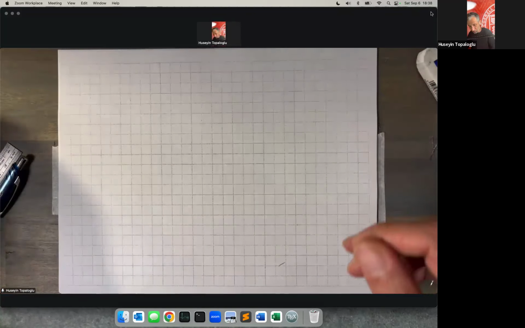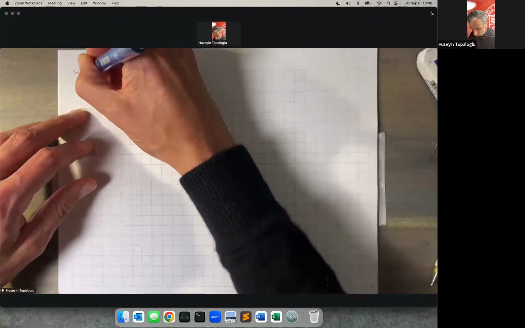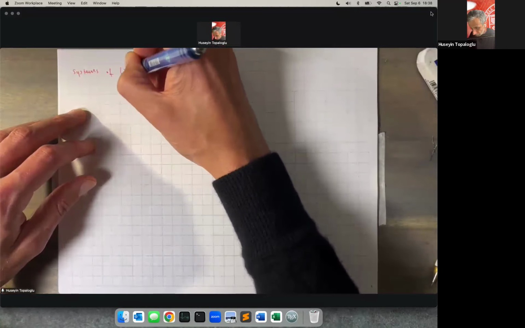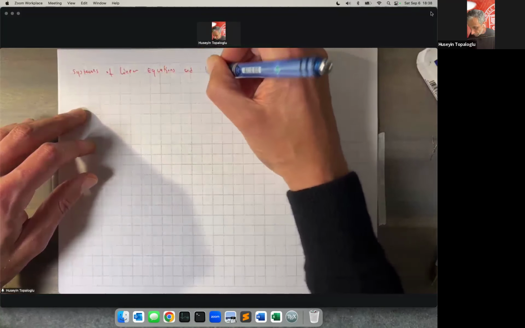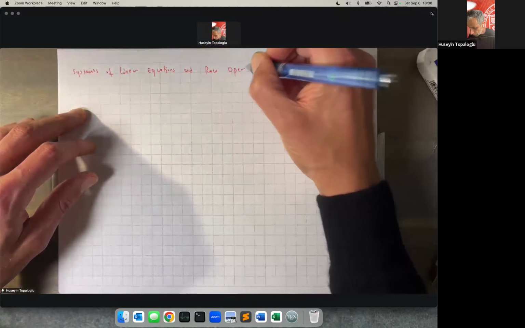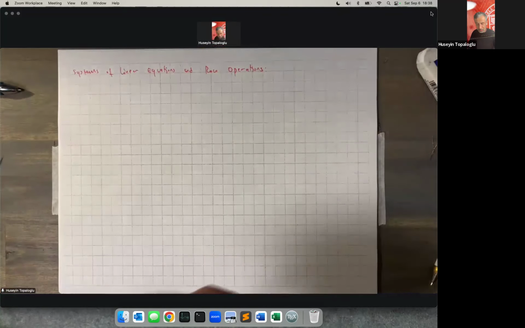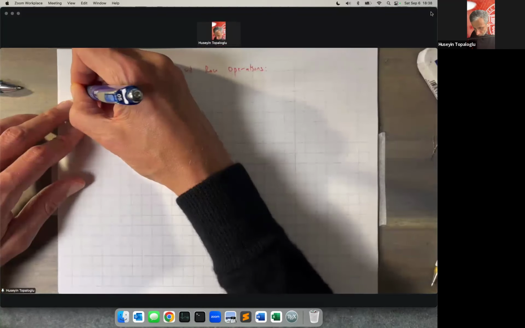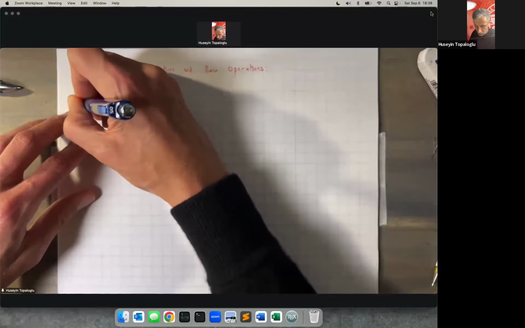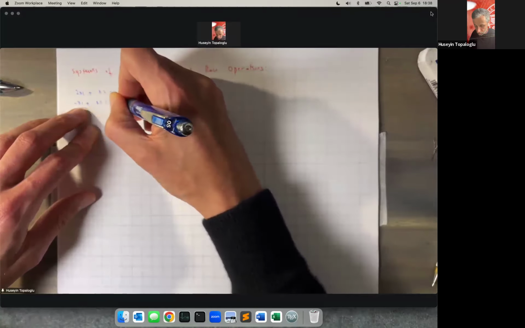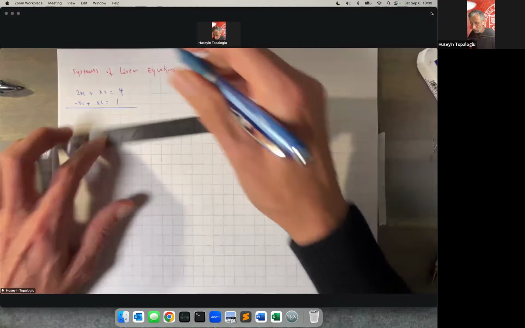Let's take a system of linear equations. So let me write systems of linear equations and row operations. So let's take a system of linear equations. 2x1 plus x2 equals 4. Minus x1 plus x2 equals 1. Here's a system of linear equations.